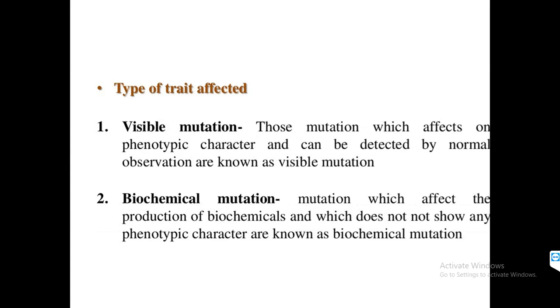Again, the criterion is the type of trait it affects. So there can be a visible mutation and a biochemical mutation. What happens in visible mutation? Mutations that affect the phenotypic character can be detected by normal observation. Whatever changes the phenotype is visible to the naked eye, and we do not need to perform any experiments for it. Any phenotypic change itself means a visible change. So whatever visible changes are changes affecting the phenotype, it is called visible mutation.